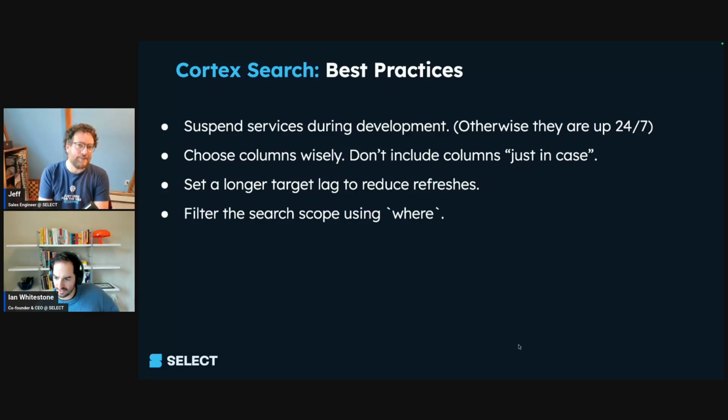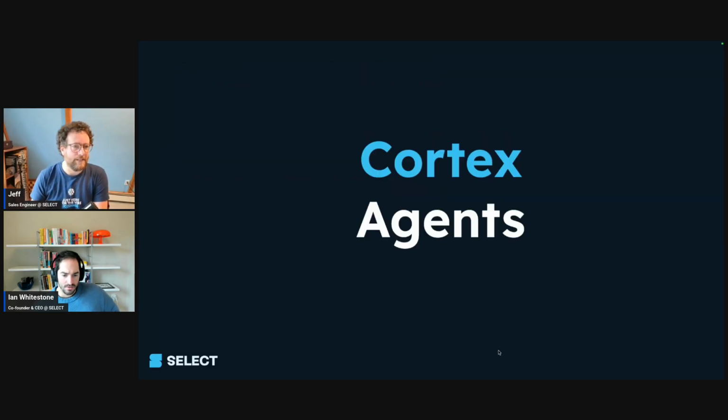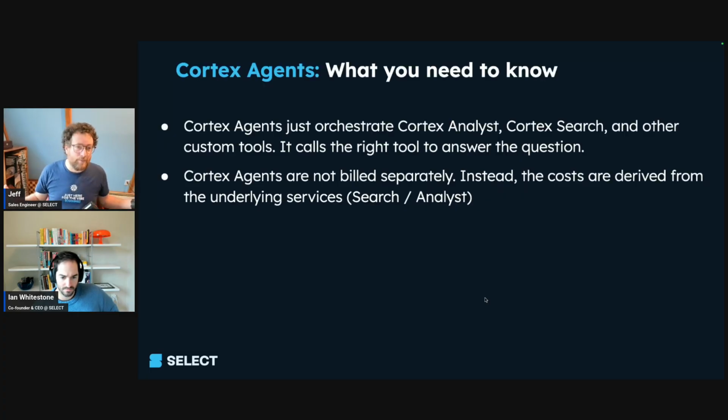So suspend services during development. Choose columns wisely. Set longer target lag. Okay, we did all of these. So now we have Cortex agents, which is a single slide with 2 bullet points, and that's everything you need to know about Cortex agents. A Cortex agent orchestrates the Cortex Analyst and the Cortex Search service and other custom tools that you can add to it. So you can build a custom tool with a model of your choice, and it's all built right into the Snowsight UI.